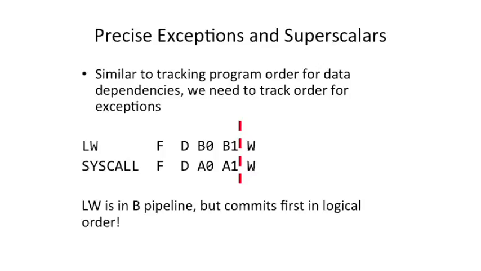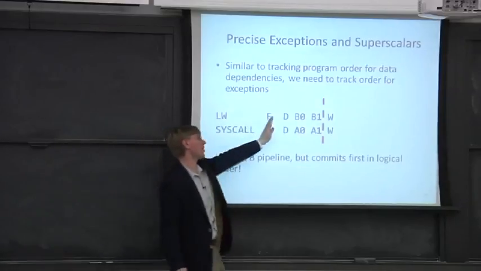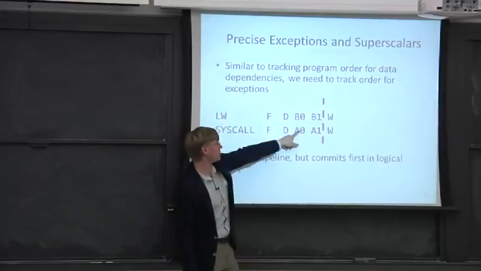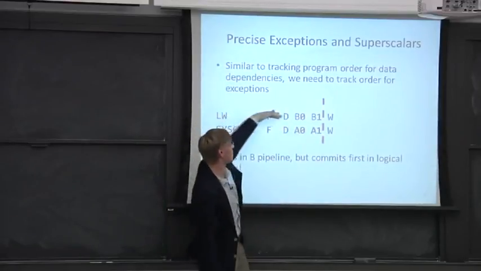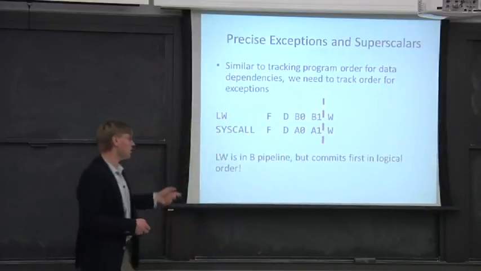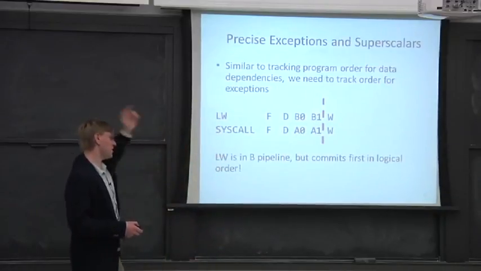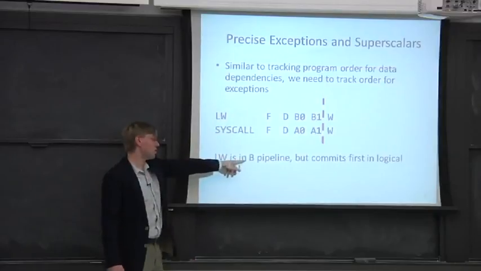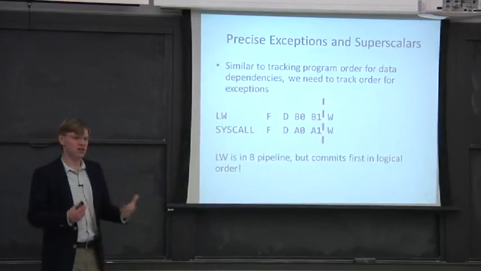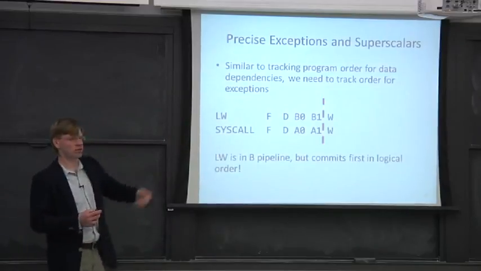And one of the interesting questions here is this load word, which is going to go down the pipe. If we fetch these two at the same time, and they start marching down the pipe, so this is our pipeline diagram, we fetch at the same time. We decode at the same time. The load has to go to the B pipe, so it ends up in B, and the syscall ends up in the A pipe. Well, what does this exactly mean if the load is in the B pipeline, but it takes an interrupt and it commits in order first?